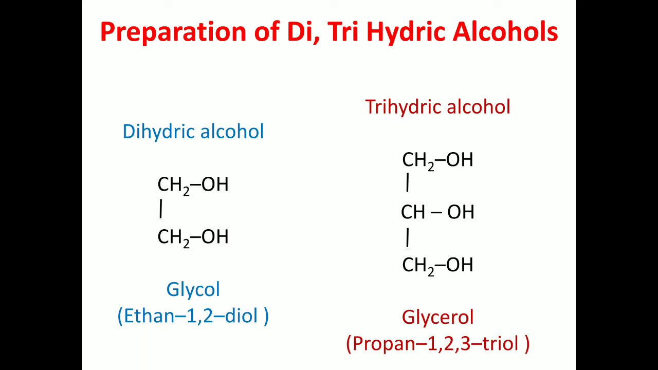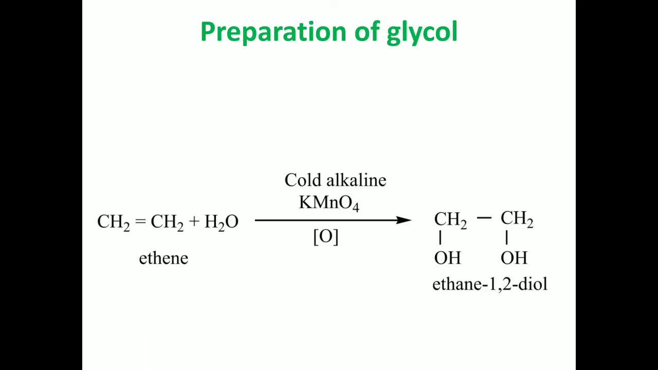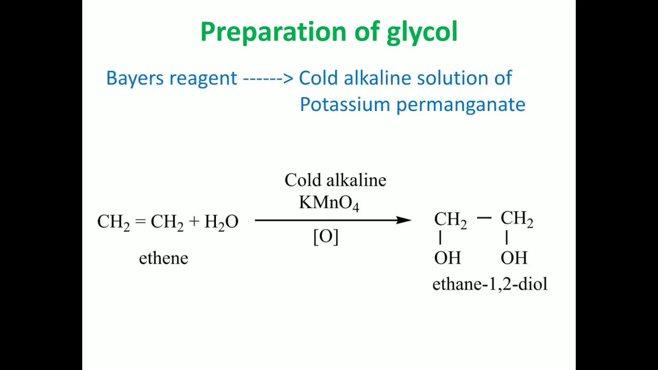Now let us see one preparation for each. The hydroxylation of ethene using Baeyer's reagent, that is cold alkaline solution of potassium permanganate, gives glycol, that is ethane-1,2-diol. So Baeyer's reagent is nothing but cold alkaline solution of potassium permanganate. So after the addition of Baeyer's reagent, ethene undergoes oxidation followed by hydrolysis. Finally we get glycol, CH2OH, CH2OH.